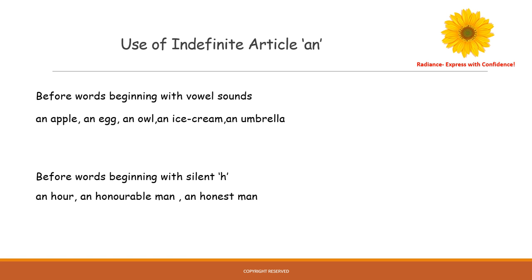So it doesn't matter with which alphabet that word is beginning. It matters which sound we can make out when we spell that or when we say that word. So depending on the beginning sound of the word, we use the article accordingly.